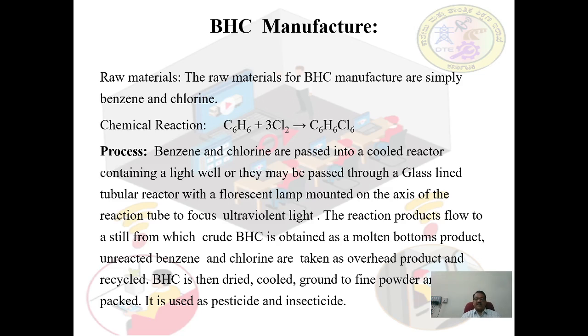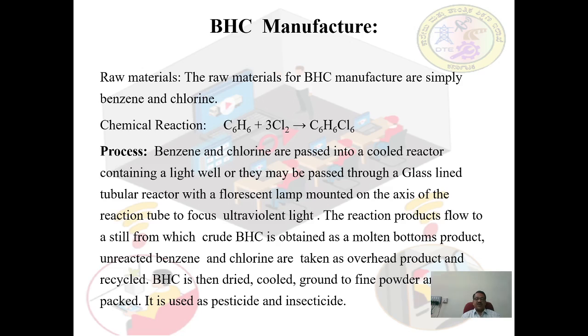So today in this session we have discussed about the production of DDT, its raw materials, its flow chart, chemical reactions, and the process how the DDT is manufactured, and we have also seen the applications of DDT. And we have also discussed the production or the manufacture of benzene hexachloride BHC.